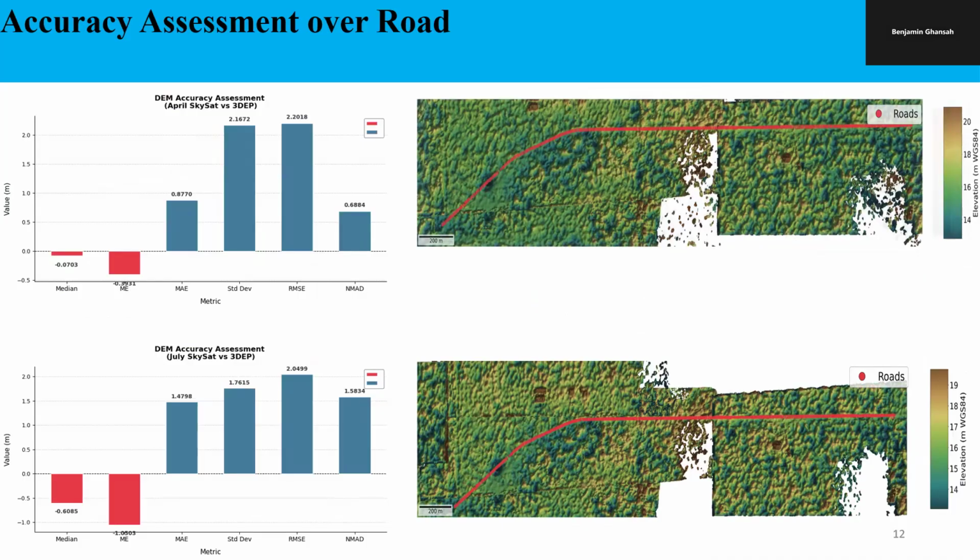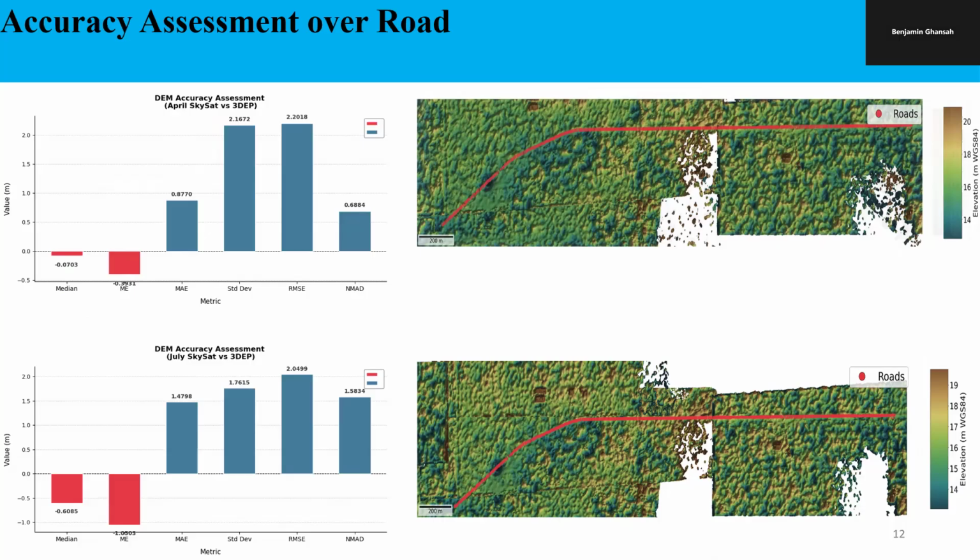When it comes to the accuracy assessment over the woods, we assess the accuracy of the generated DSM versus the ground truth, which is the tree depth data set. Focusing on the NMAD, we can see the error is actually a sub-meter error, around 0.68 meters for the April image. We also had a 1.5 meter NMAD for the July image.